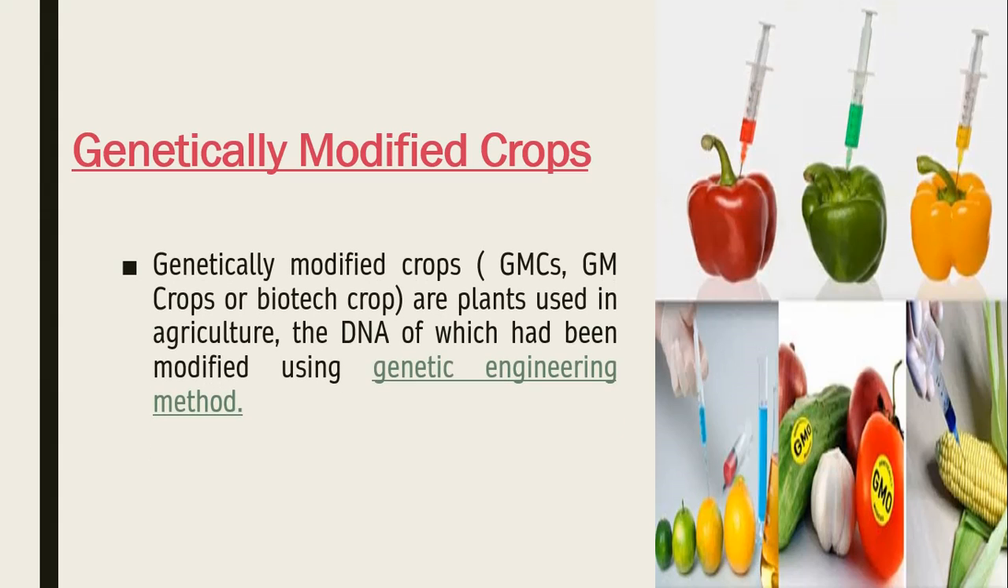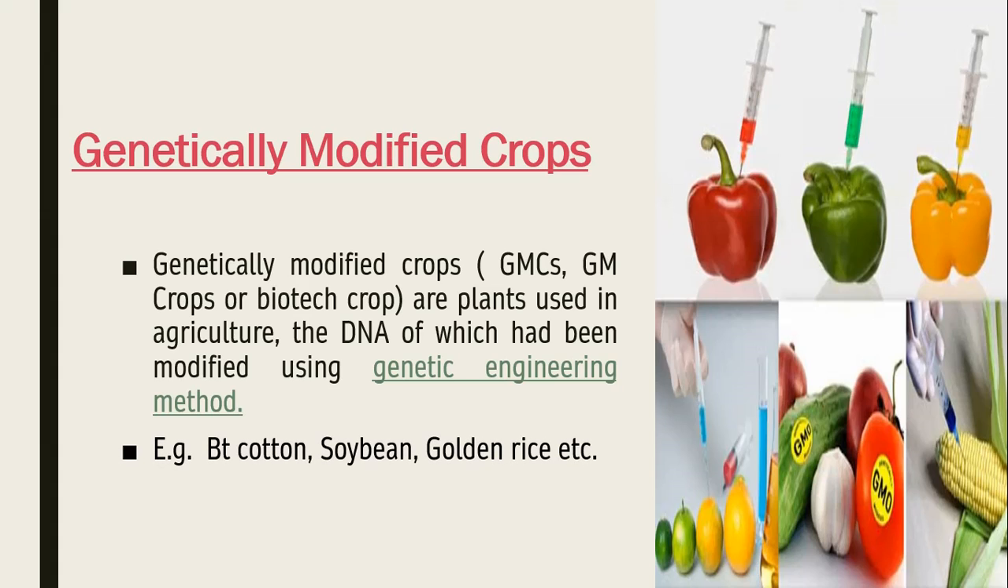Also known as GMCs, GM crops, or biotech crops. These are plants used in agriculture, the DNA of which has been modified using genetic engineering methods. Genetic modification refers to the process of bringing about changes in a section of a gene which may affect the phenotype or expression of the gene product. After alteration, the organism produces the needed product newly coded by the gene section or expresses a needed character, which is known as the phenotype, or the entire host gene section is replaced with the foreign gene.